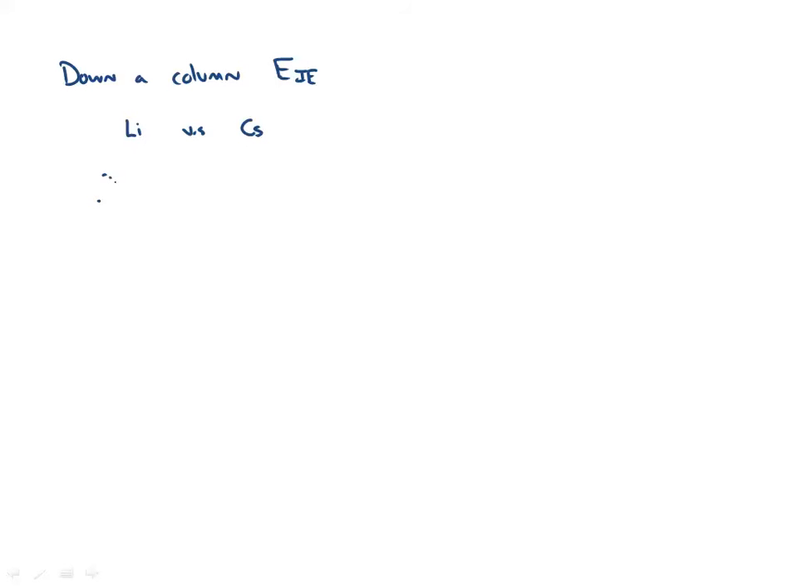Pictorially, it's pretty easy. If I take a look at lithium, remember that electron is in that 2s shell. And if I take a look at cesium, how far down the periodic table is that? 1, 2, 3, 4, 5, 6 rows down. There's my 6s, and I'm taking that electron away. Which electron is easier to remove? Cesium's. Why? It's farther from the nucleus. So down a column, ionization energy decreases.